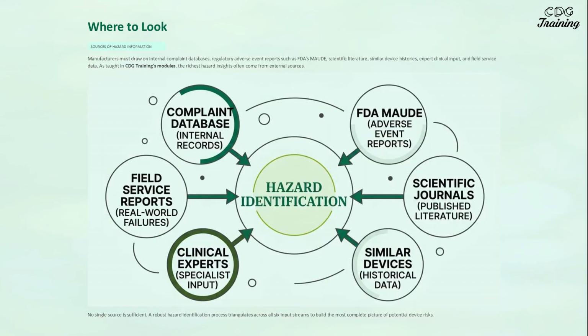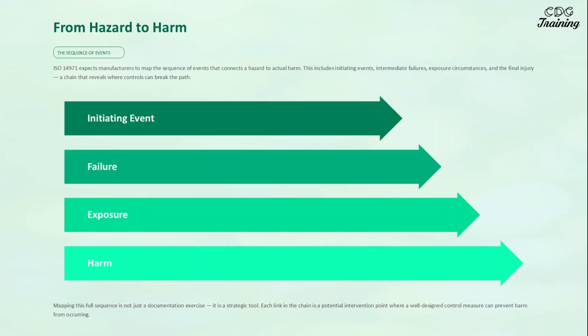Manufacturers must leverage databases, expert reports, and scientific literature to build a complete picture of potential device risks. No single source is sufficient for thorough hazard identification. ISO 14971 expects manufacturers to map the sequence of events from a hazard to actual harm.